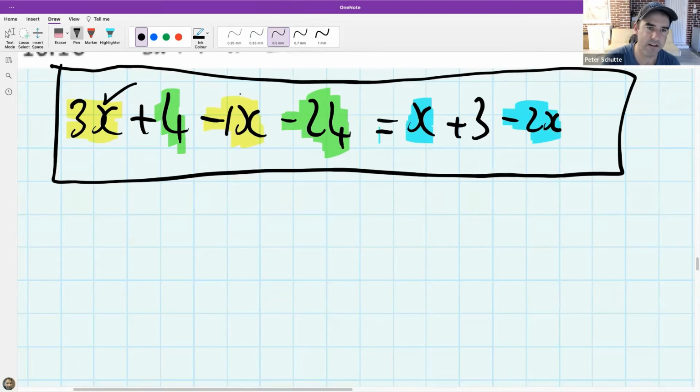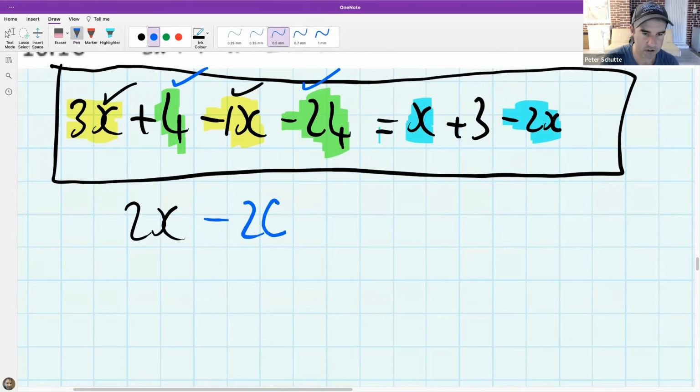So these two together would give me 2x. And these two together, 4 minus 24 is minus 20. And then x minus 2x. That's a little bit tricky. That is 1 minus 2. It's minus x. And then I've got my plus 3 hanging around.